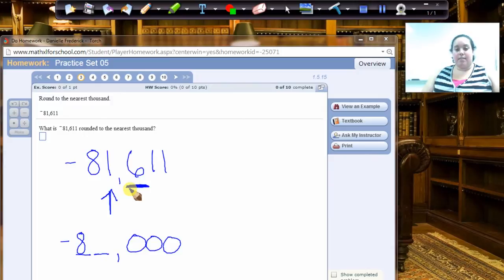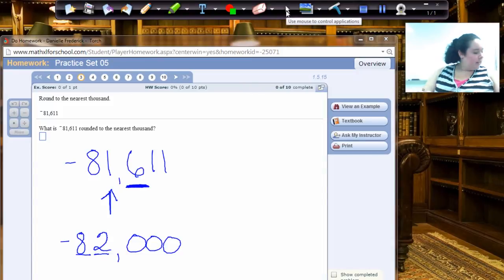So we look at the 6. If it's a 5 or bigger, okay, including 5, then we will round up. If it's lower than 5, then we're going to keep the 1 as a 1. But 6 is bigger than 5, so we'll round up. So we will have negative 82,000.